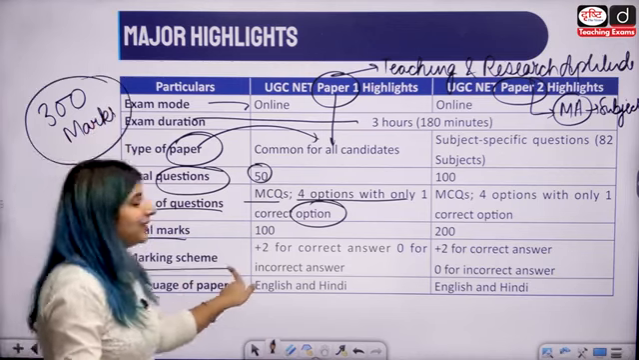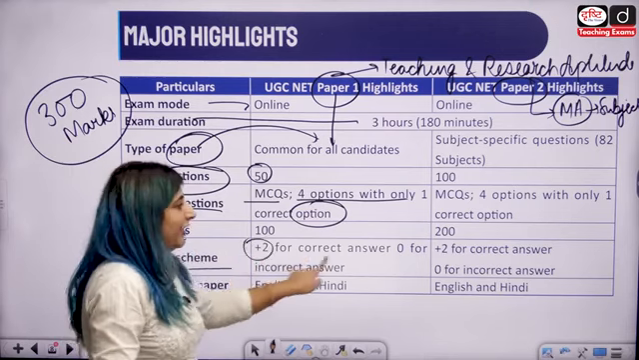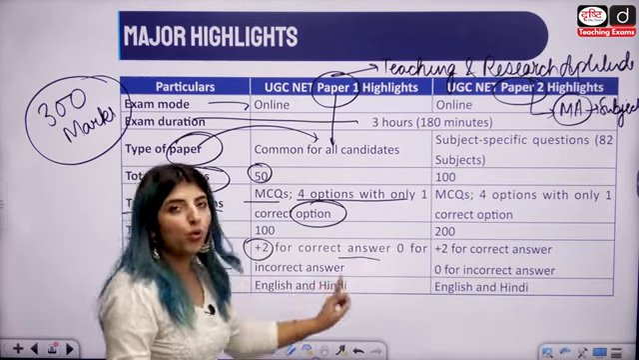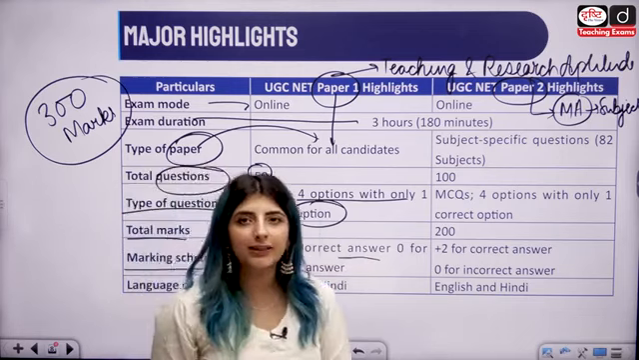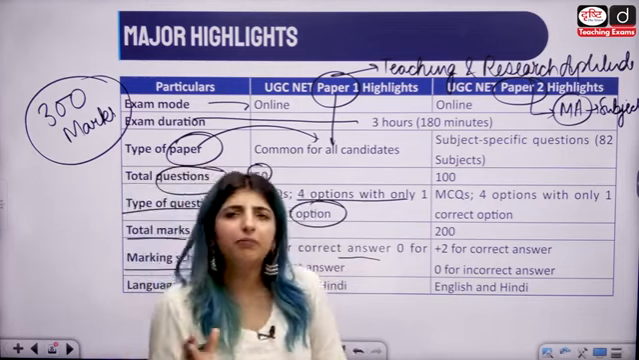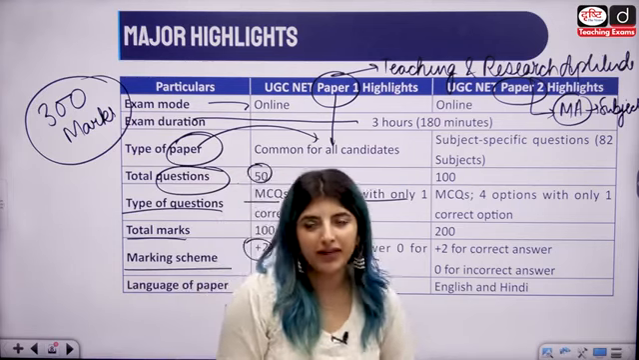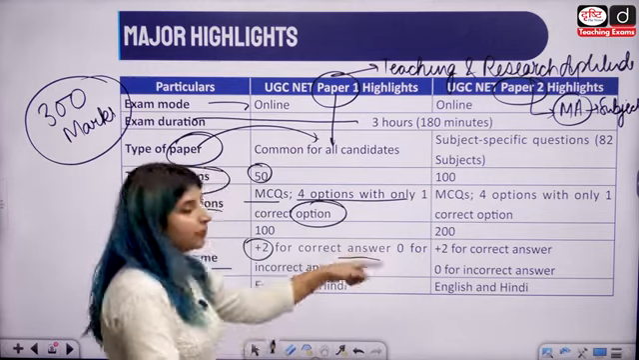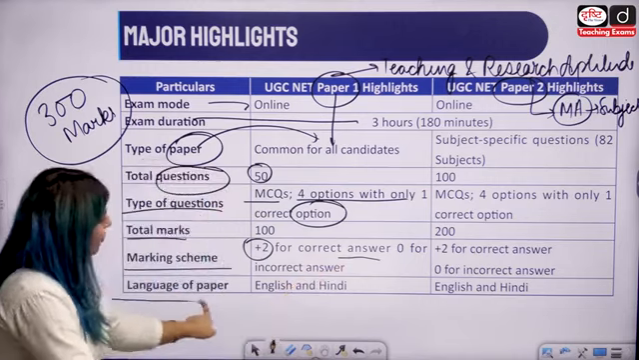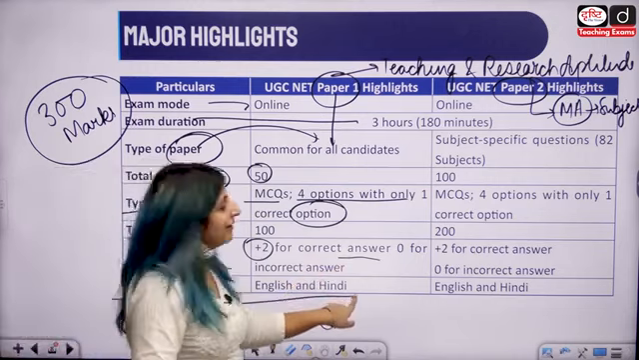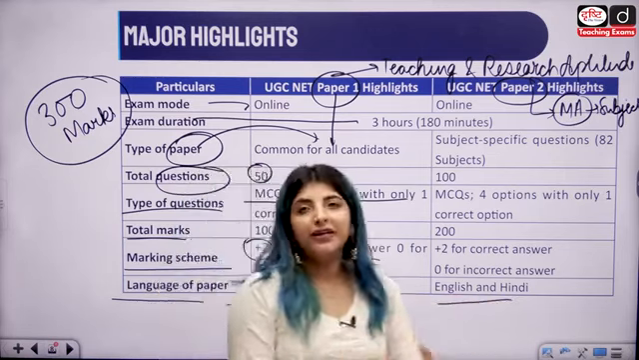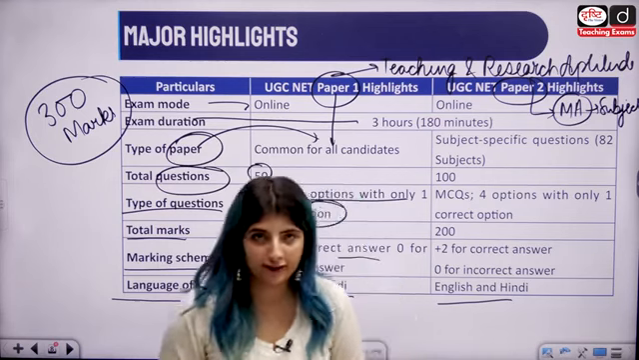Correct? Marking scheme, plus 2 for correct answer, because one question carries 2 marks, right? And if you are giving wrong answers, no marks will be deducted, no negative marking will be done, of course, but you will get a 0 for the incorrect answer with both the papers. Language of paper, English and Hindi, but you know that excluding the language papers is the condition here.